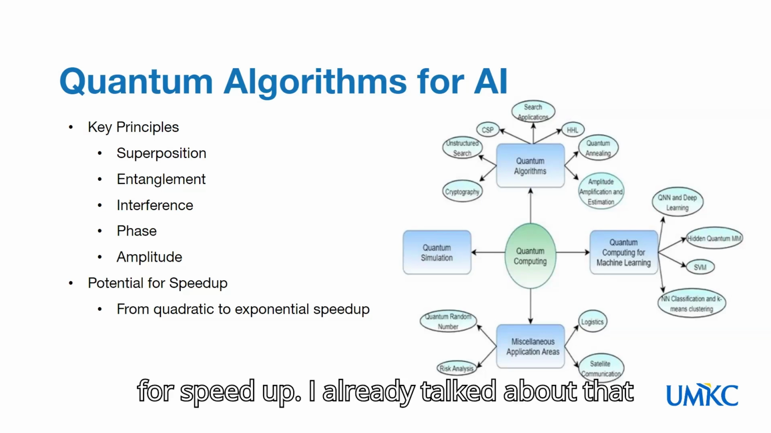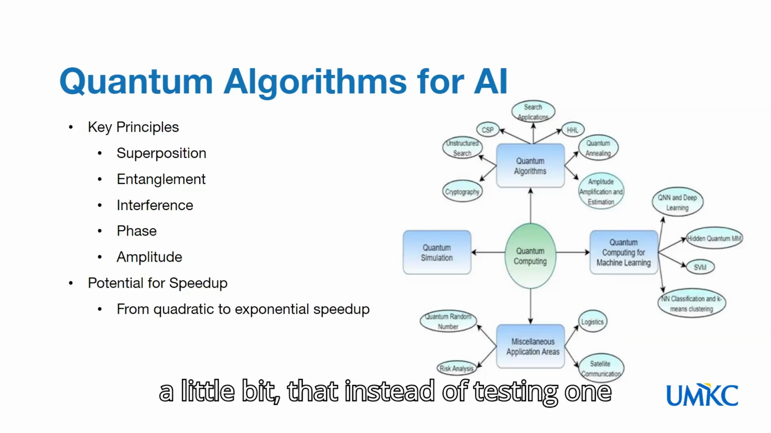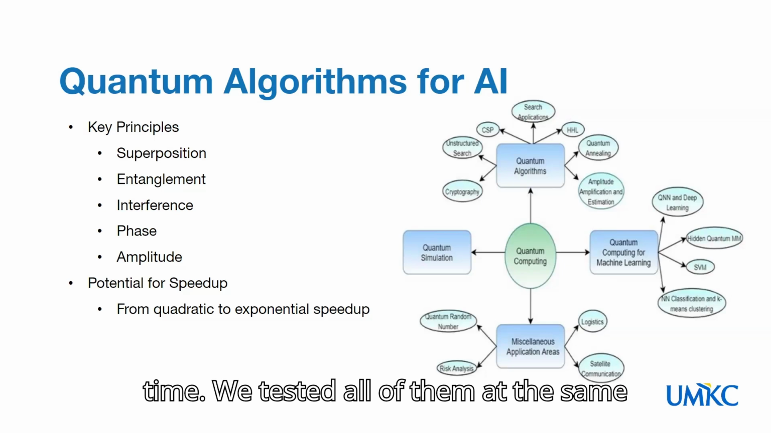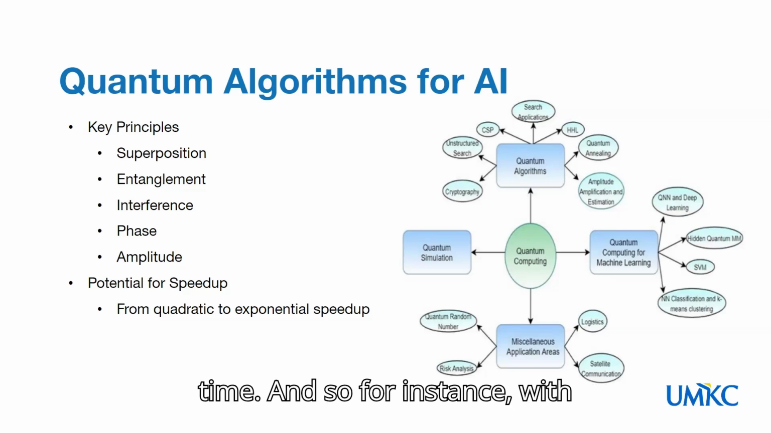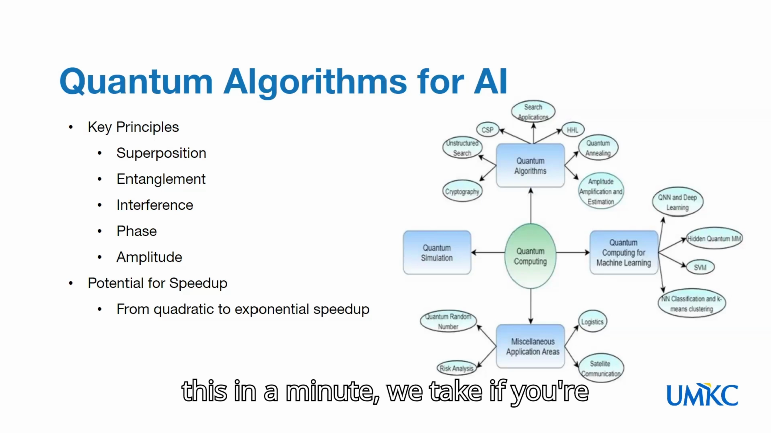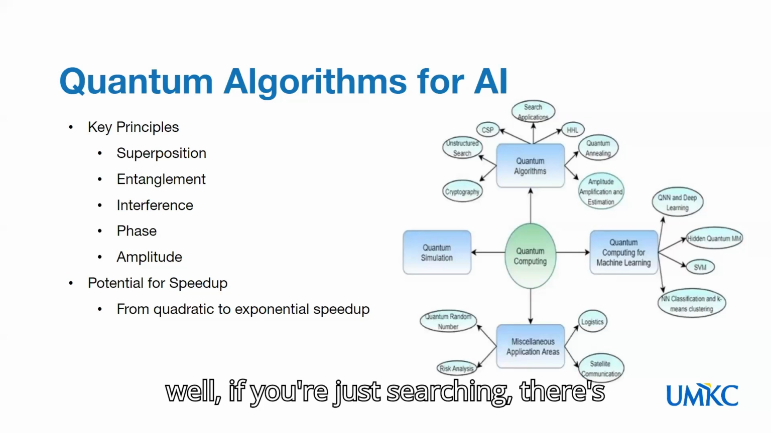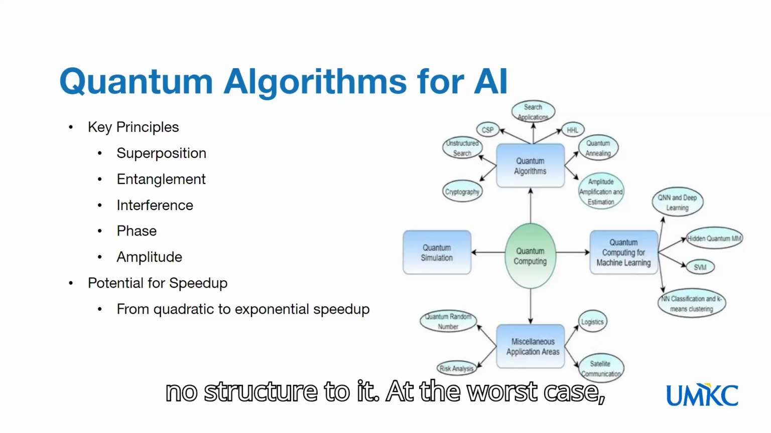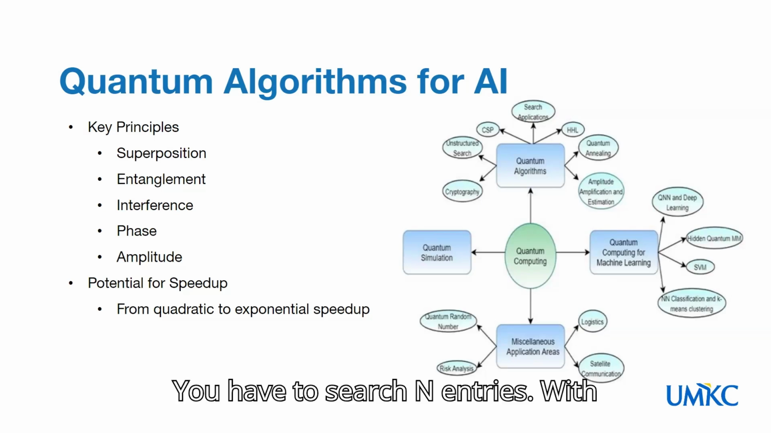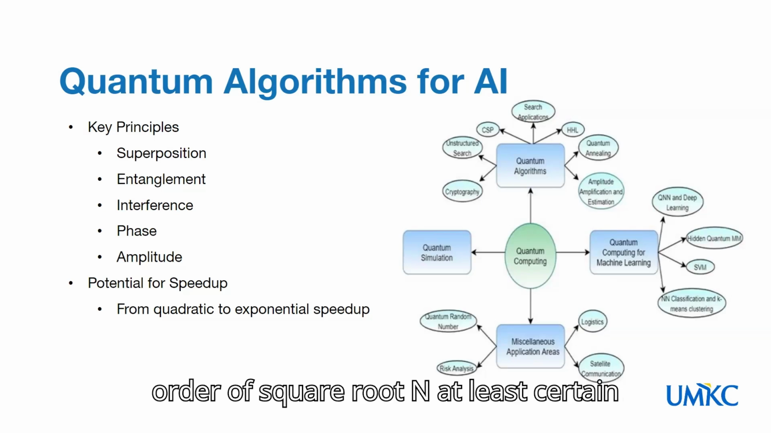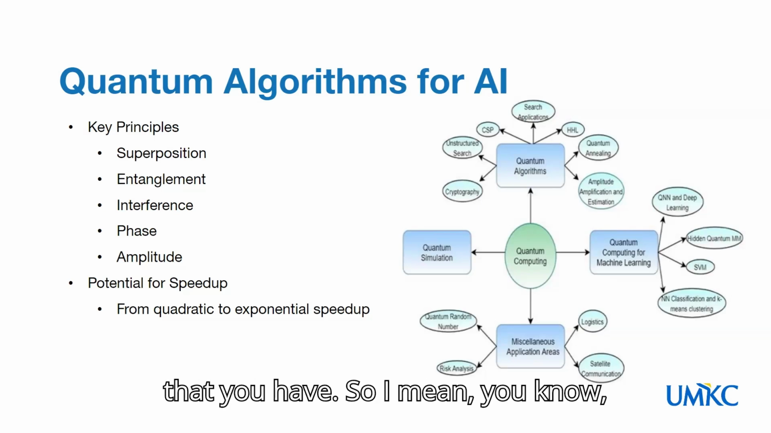Then the potential for speedup, I already talked about that a little bit: instead of testing 1 out of 2 to the n possibilities at a time, we test all of them at the same time. So, for instance, with Grover's search, and we'll talk about this in a minute, if you're searching an unstructured database, what's the complexity there? Well, there's no structure to it. In the worst case, you have to search every single entry. You have to search n entries. With Grover's algorithm, it's actually on the order of square root of n.